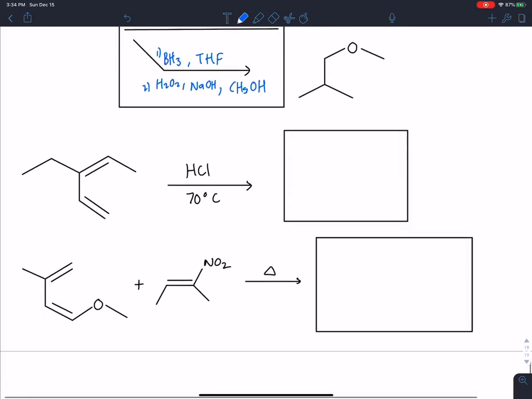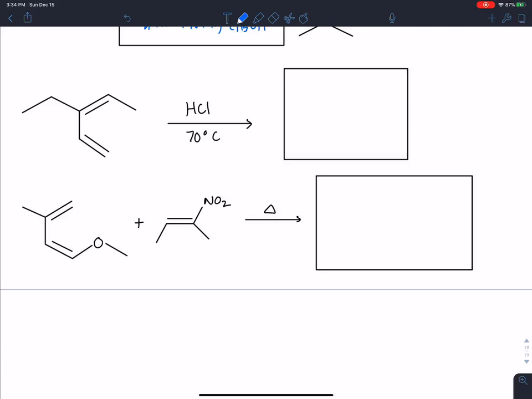Alright, next one is HCl. So this is where you have to figure out which double bond is better, and this is clearly in thermal conditions. So out of the two double bonds, if I put the H here, I get a secondary allylic. If I put the H on the other side, I get a tertiary allylic. So we're going to go with the tertiary allylic. So I know my first intermediate looks like this.